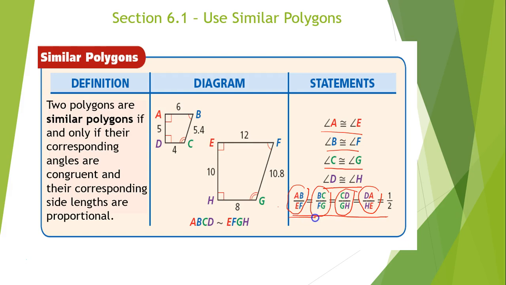So all of these statements right here, all their corresponding sides are proportional and they're equal to each other. So that is how we're going to prove two polygons similar in this section so far: all their corresponding angles are congruent and all of their corresponding side lengths are proportional, meaning their ratios are all equal to the same number. Okay, so let's look at an example.